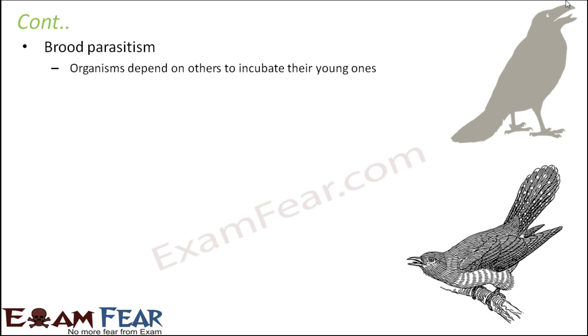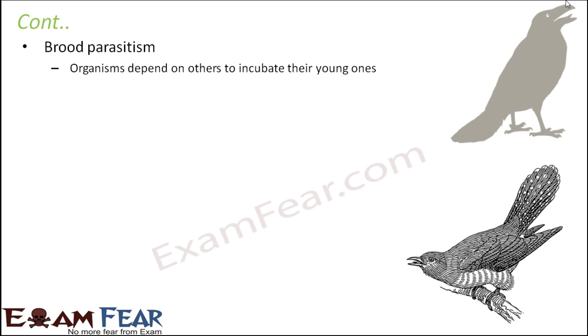So what happens is, let's say for example the cuckoo lays its eggs in the nest of the crow, and then it expects that the crow will take care of its eggs, and then gradually its young ones will hatch from the eggs, and they will start growing along with the young ones of the crow. So that's how it delegates the responsibility of incubating its young ones to other species. Now in some species, it has been seen that the newly hatched chick expels or throws away the host chicks from the nest to avoid competition.